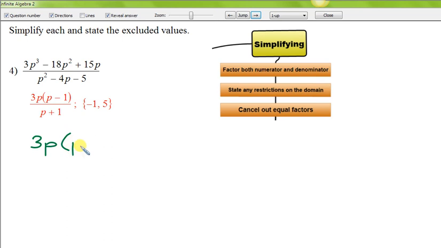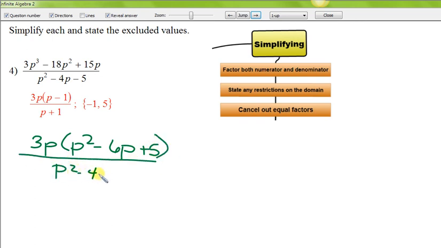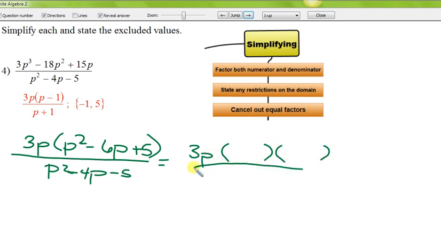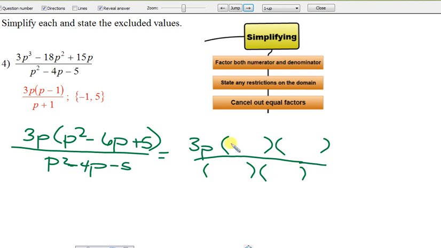And when I do, I'm going to get p squared minus 6p plus 5 over p squared minus 4p minus 5. And again, we got to continue this factoring process because everything has to be completely factored. So again, this is not a lesson on factoring. I'm just going to go through this fairly quick.